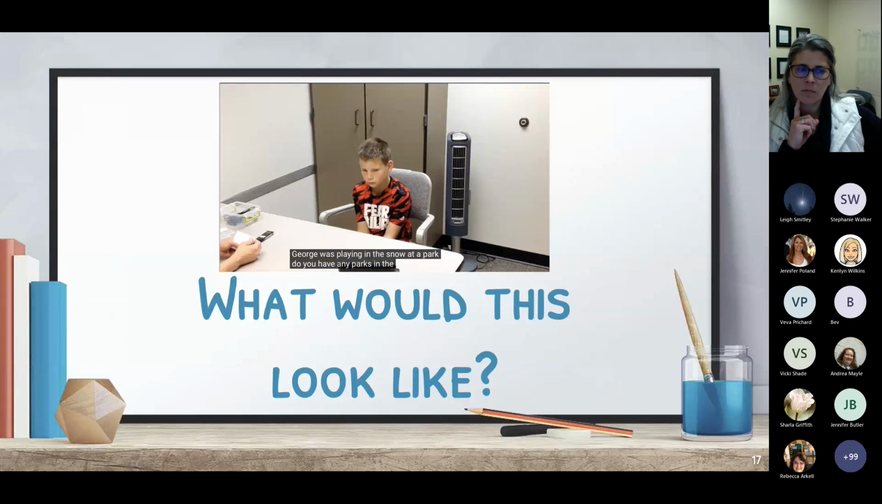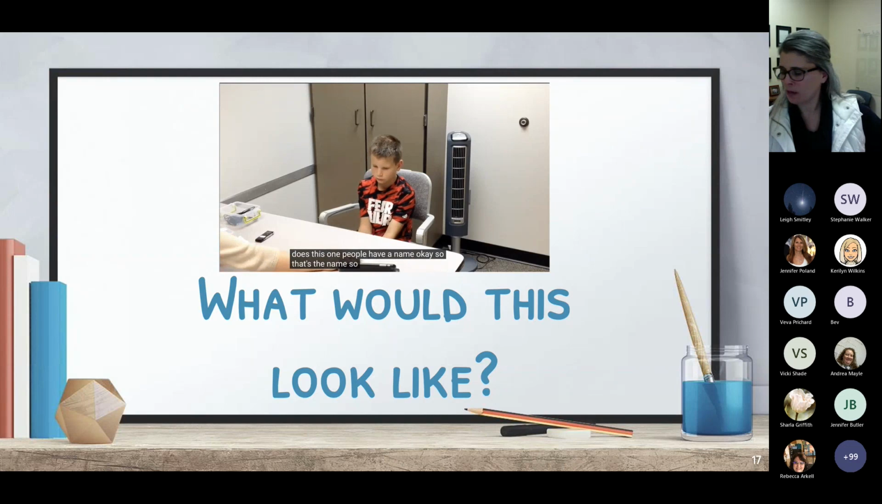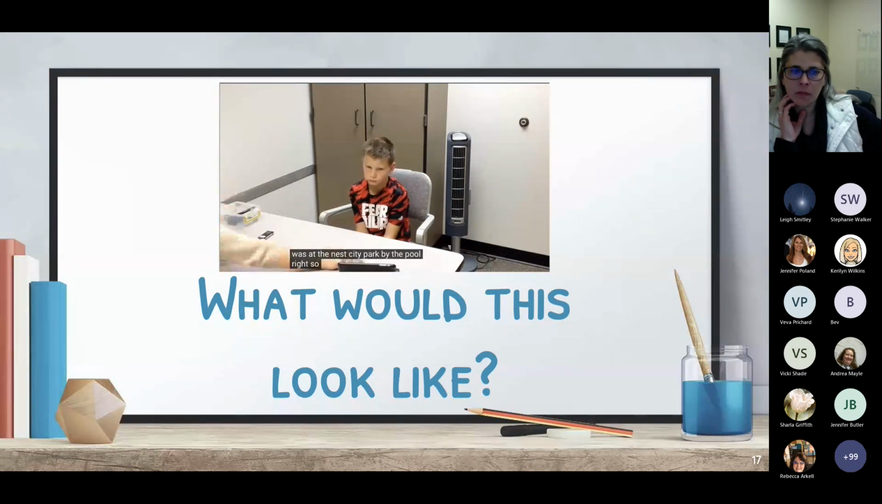Do you have any parks in the city that you like to go play at? The swimming pool. The swimming pool. Does the swimming pool have a name? No. Is it the Nest City Pool? Yeah. Okay, so that's the name. So we could say that he was at the Nest City Park by the pool, right? So George was building a snowman at the Nest City Park in the snow. And all of our stories need to have some kind of a takeoff that happens.